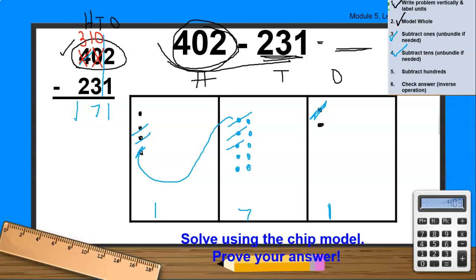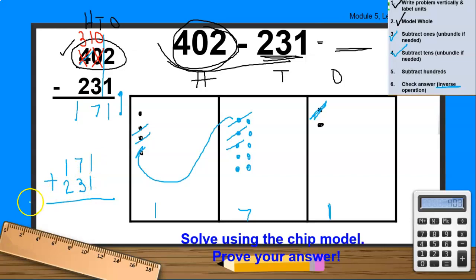Now, we're going to check our answer to see if it's correct. When I check my answer, I start bottom up, boys and girls. So that means this goes first and then the next one. I write 171 plus 231. And the reason that I plus is because I'm doing the inverse operation. I'm adding these two parts to make sure I end up with the whole.